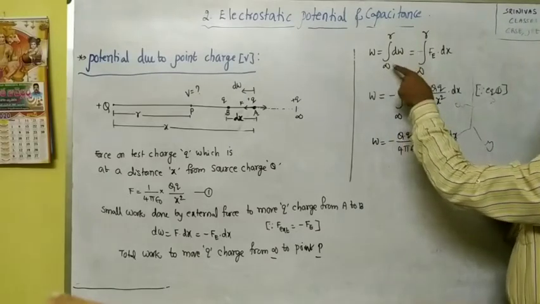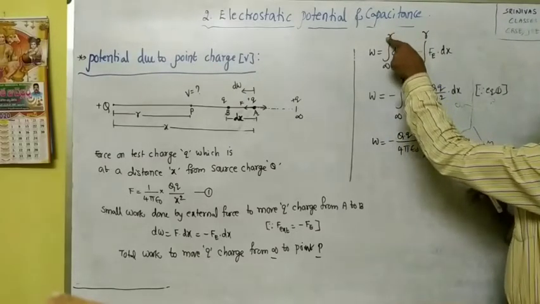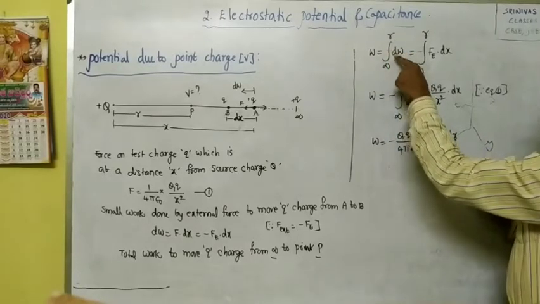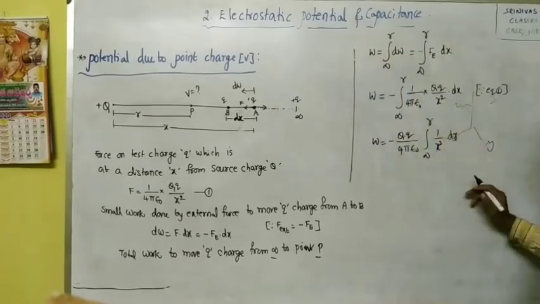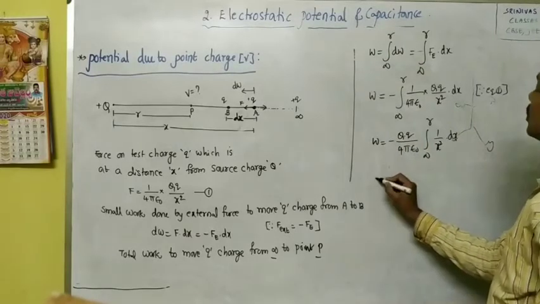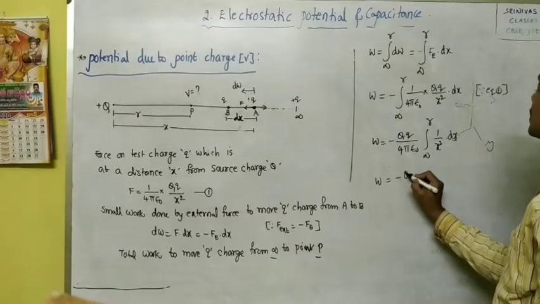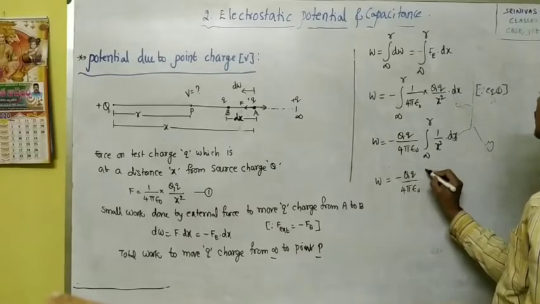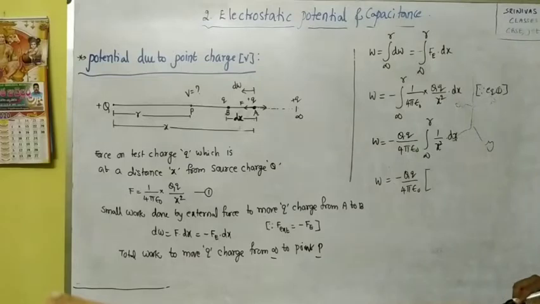We have to calculate the work to move from infinity to P. Small work we know. If you want the total work, you have to integrate. Integration of small work gives the total work. And here, W is equal to minus capital Q into small q by 4 pi epsilon naught into integration of 1 by x square dx. You have used this formula.